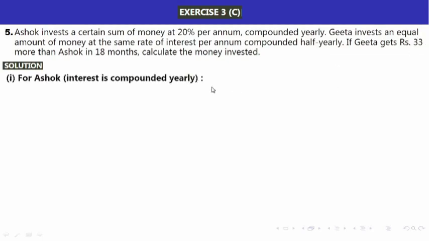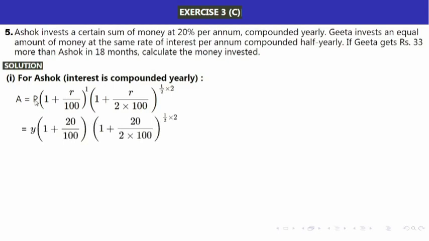So for Ashok, let's see, when interest is compounded yearly, your amount is going to be like the earlier one. Your amount is going to be this much for compounded yearly. Rate is given to be 20%, remember. And time is 18 months, means it is 1.5 years. So for 1.5 years, your amount formula is this one, isn't it? So, by the way, let me take the principal to be y.